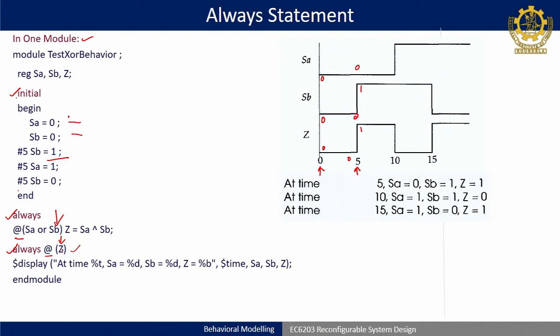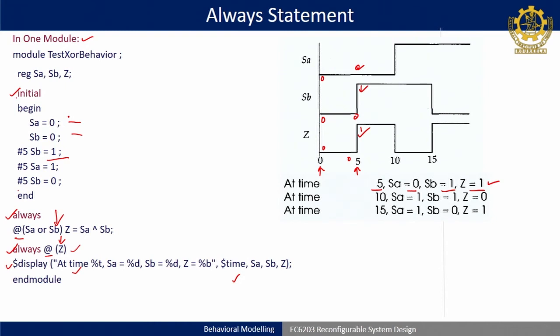As there is an event at Z, this body of the block will start executing. It will display the value of Z, SA and SB and the current simulation time, so at time %t. That is why in this first line you can see at time 5, SA is 0, SB is 1 and Z is 1. So, understood, this is how they execute if there is more than one initial or always block in the same module.